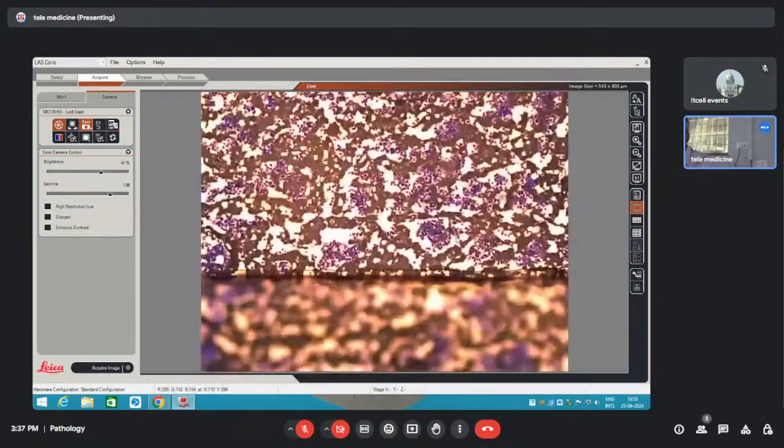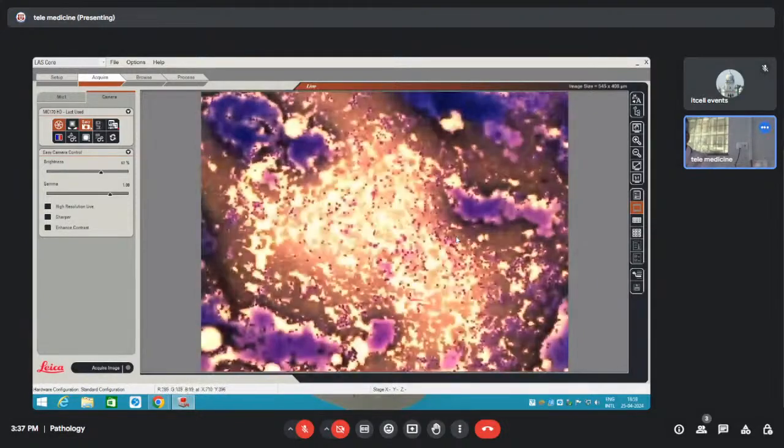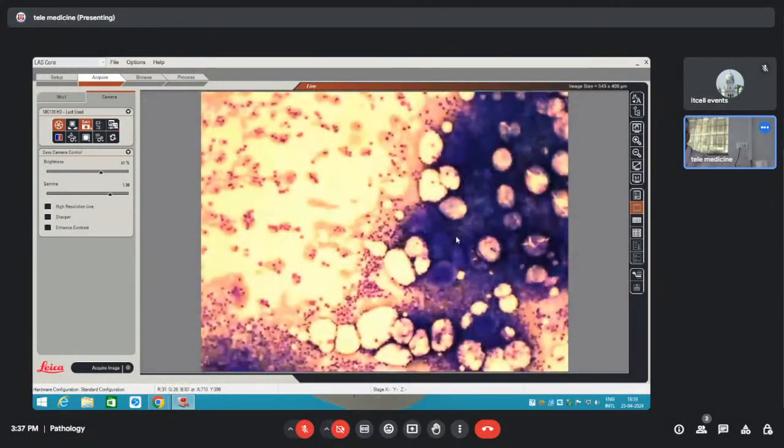How are they? Normal or abnormal? Abnormal. Polycythemia vera has normal megakaryocytes. The only MPN with an abnormal megakaryocyte is primary myelofibrosis. ET and polycythemia vera have normal megakaryocytes.